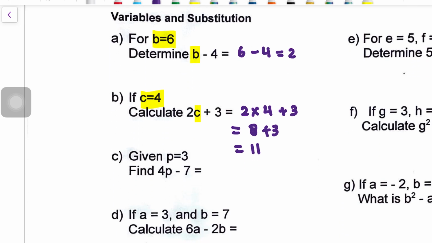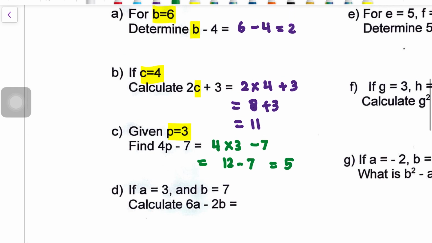Given that p is equal to 3, so if you see letter p here, you can replace it with the value of 3. So 4p minus 7 is 4 times p. P is 3, and then take away 7. BODMAS rule, we do the multiplication first, 12 minus 7. So that will be 5. Okay? All right, that's part C.